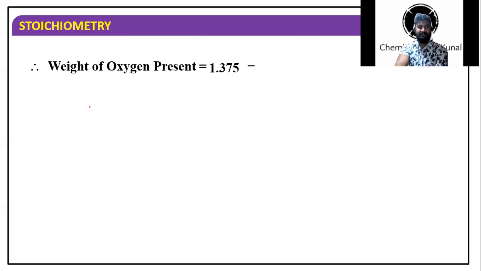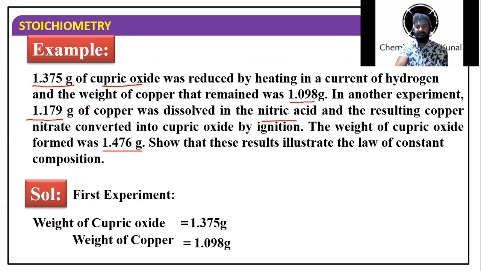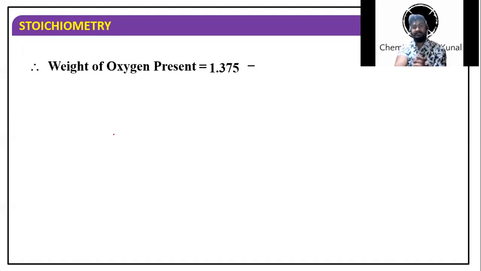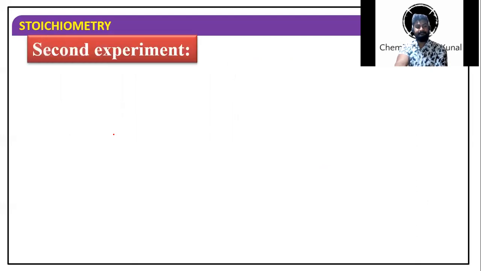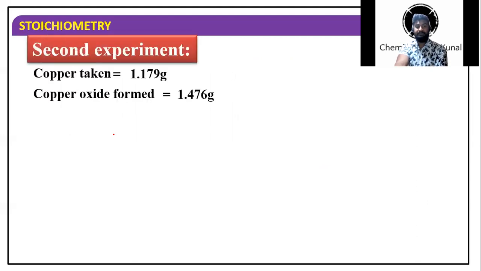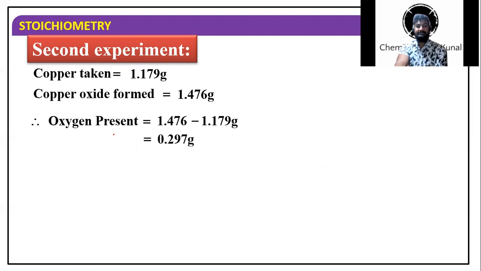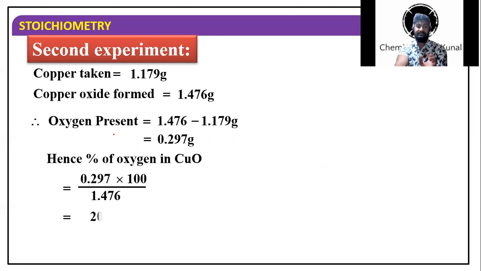See what amount of copper was taken in the first and second experiment. 1.179 grams of copper was taken, right? And what amount of cupric oxide was formed? This much. So see, there are different ways of forming copper oxide and copper. So here, copper oxide was this much. What is the amount of oxygen present? It is 0.297. Find the percent. It will come exactly the same.